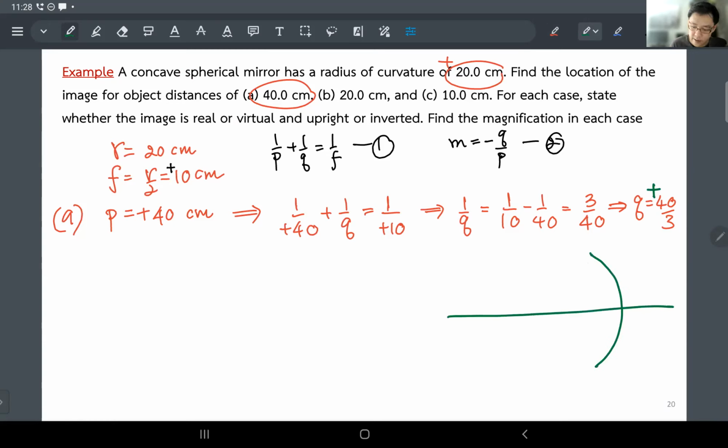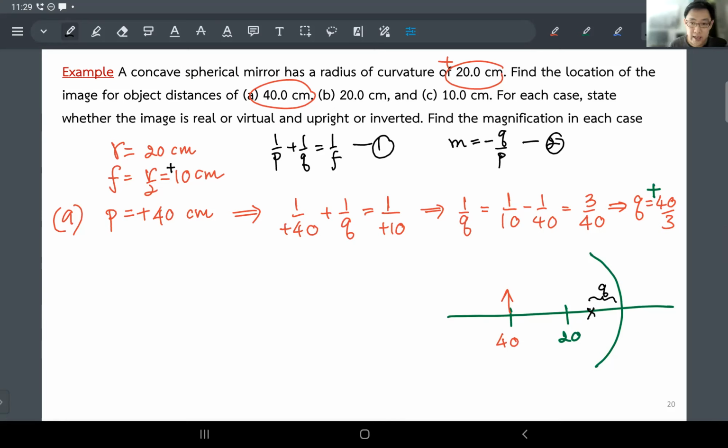All right. So my focal point is at 10, and my object is at 40. That's where my object is here. Because you have a positive 13.3 to be your image, that means your Q has to be in the front because it's real. It's positive. And 40 over 3, this is about 13 something. So it's going to be somewhere here. That is your Q. Does that make sense now? Okay, positive means it's in the front.